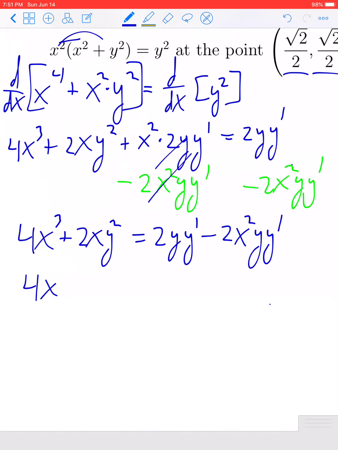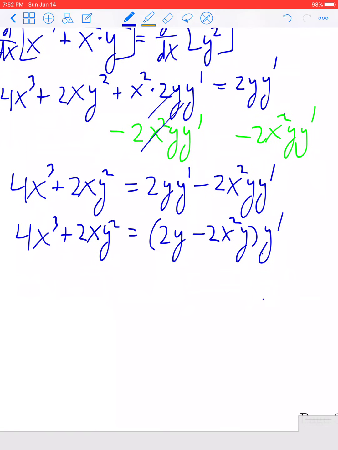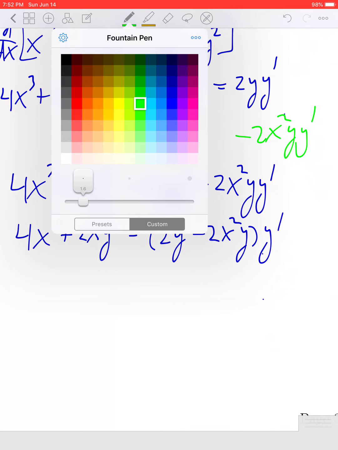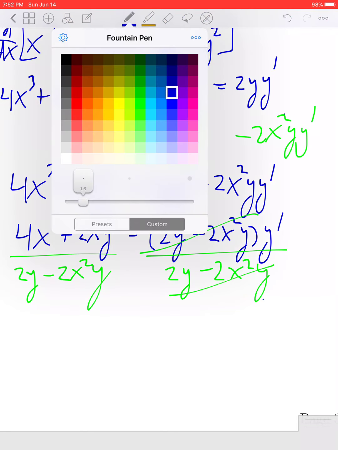The next step is we have a y prime as a common factor on the right hand side. So let's factor out the y prime. So we factor our y prime out. And now we can divide both sides by that factor. So I can divide by 2y minus 2x squared y to both sides. This will cancel. And what we have is the following.